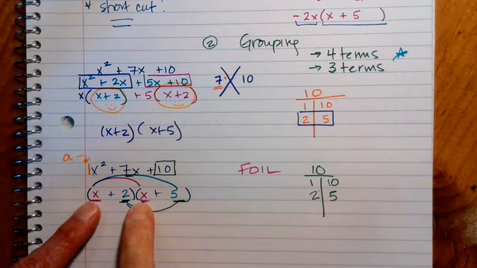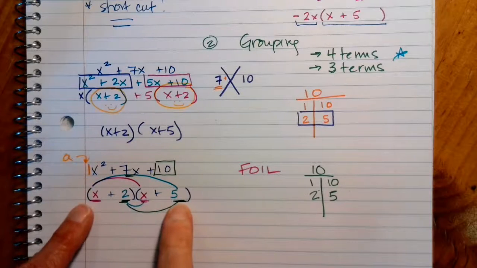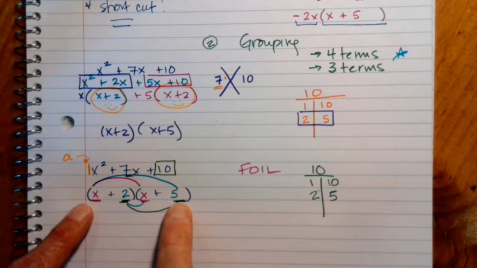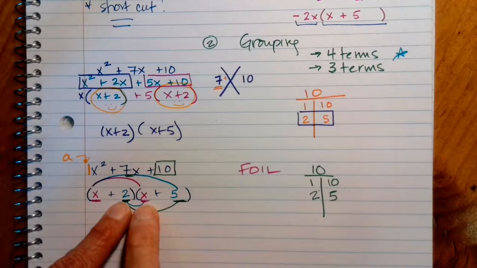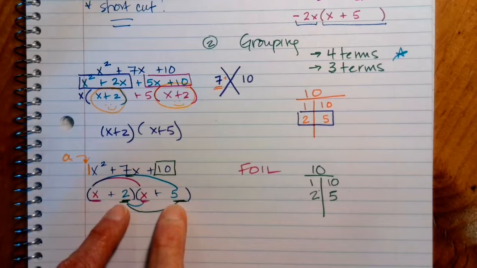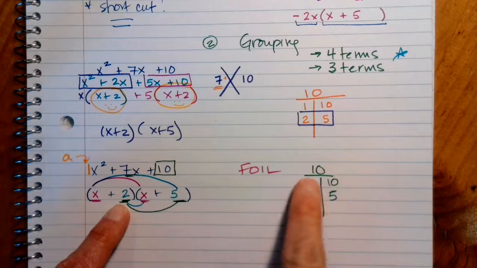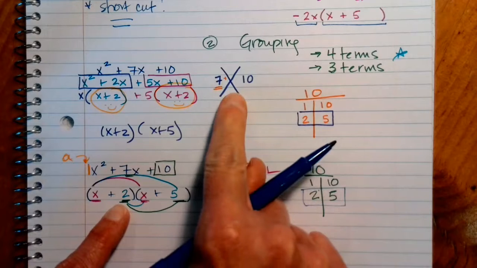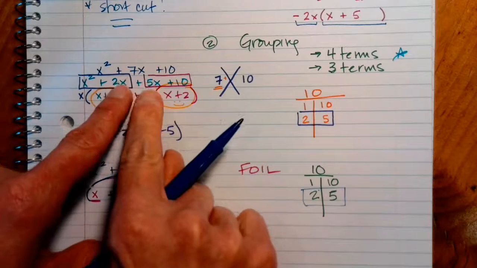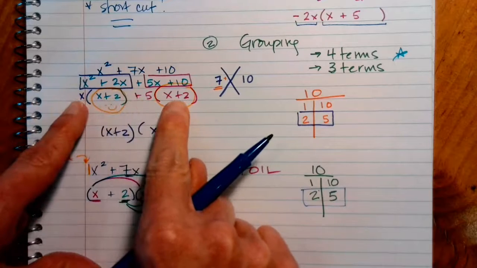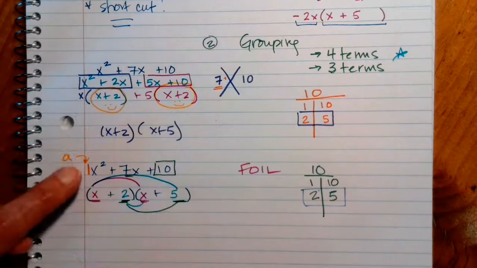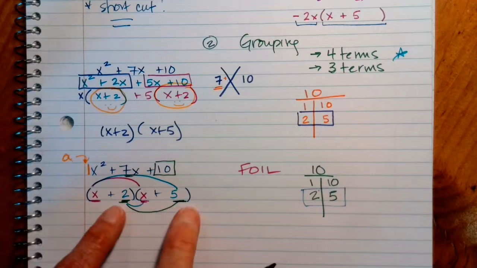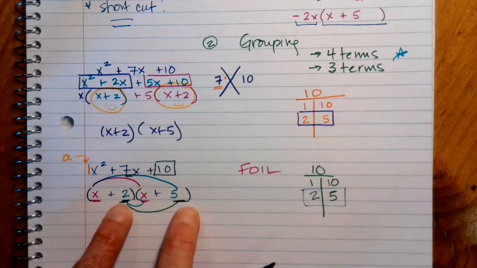My first terms, x times x is x squared. My outside terms, 5x. My inside terms, 2x. They add to 7x. And then my last terms. So I'm using the numbers from my factor chart or my number puzzle. And instead of rewriting the factors and doing all the factoring by grouping, those are my values that go into my binomial pairs.